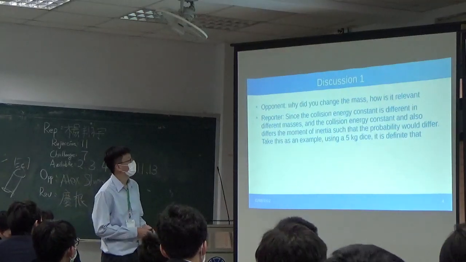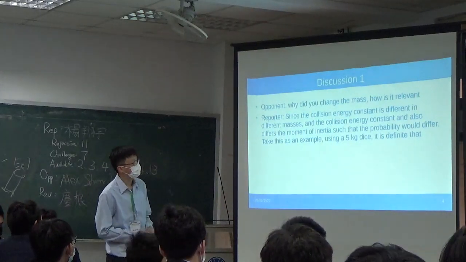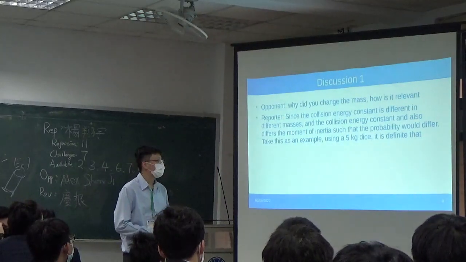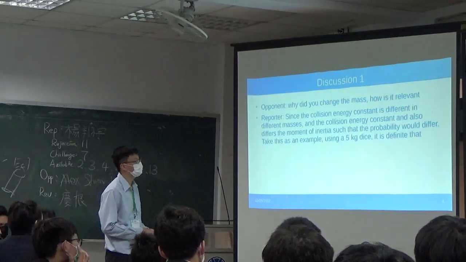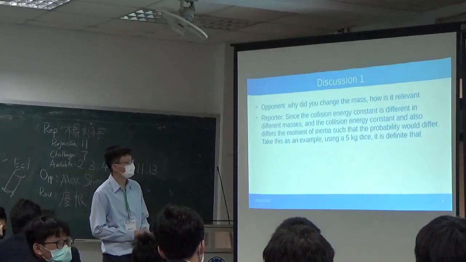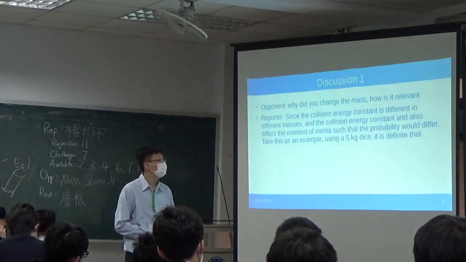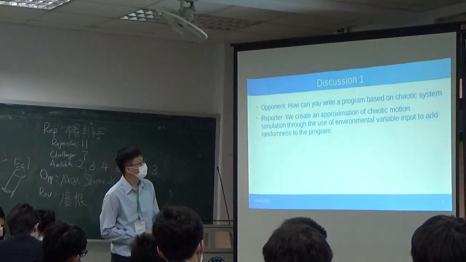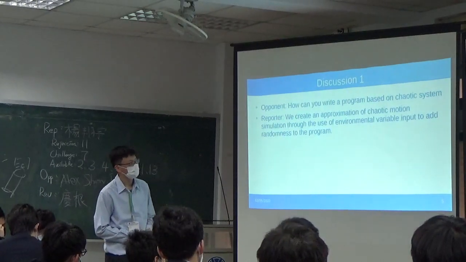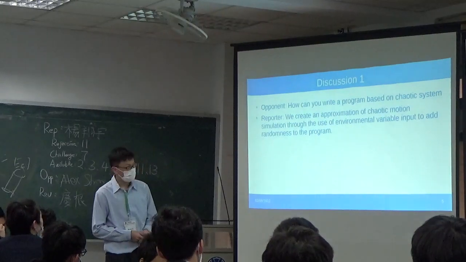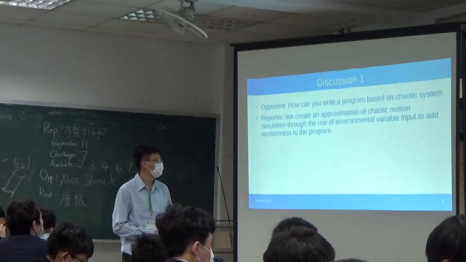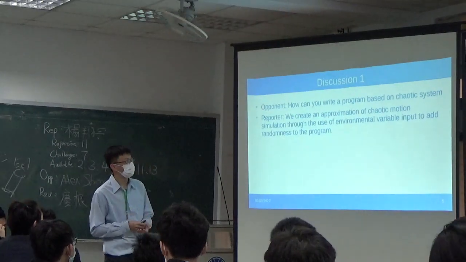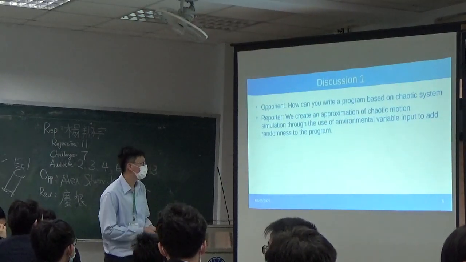And the opponent asked, why do you change the mass? How is it relevant? We say that the collision energy constant is different for different masses, and the collision energy constant also affects the moment of inertia, so the probability will differ. Then they asked, how can you write a program based on a chaotic system? We created an approximation of a chaotic system motion simulation, where we use environmental variable inputs to add randomness to the program.